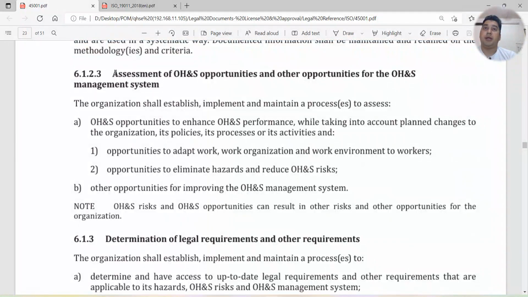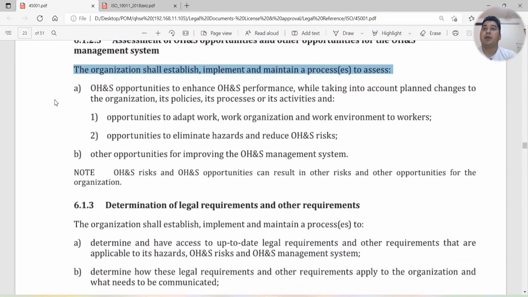Assessment of OHS opportunities and other opportunities for the OHS management system. Now that was the risk. Now we have to talk about the opportunities. The organization shall establish, implement, and maintain a process to assess. So you should maintain a process. It means SOP also. So you can combine this SOP opportunities for the risk assessment and risk assessment and opportunities to improvement.